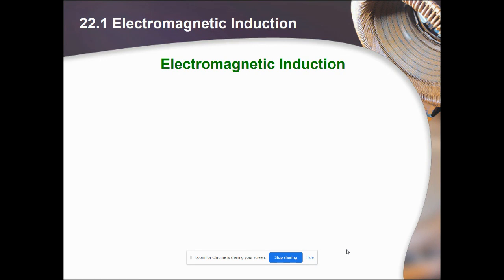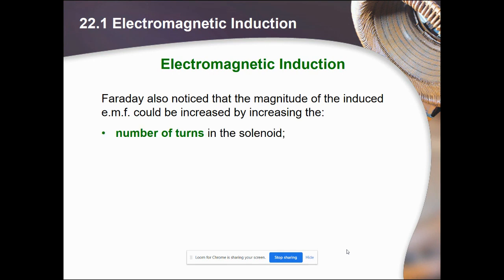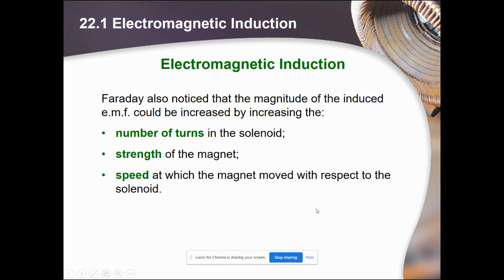So he also noticed that the magnitude of the induced EMF could be increased by either increasing the number of turns in the solenoid, by using a stronger magnet, or by changing the speed at which the magnet moves with respect to the solenoid.